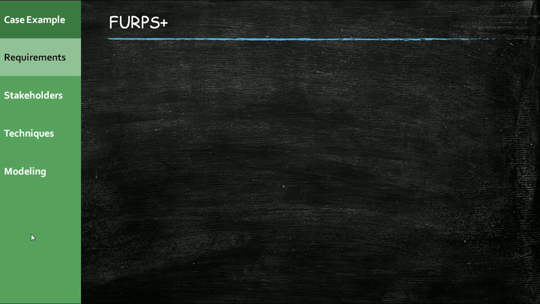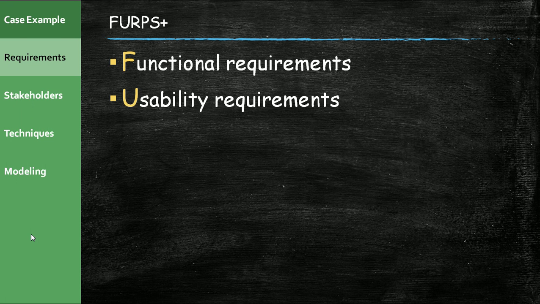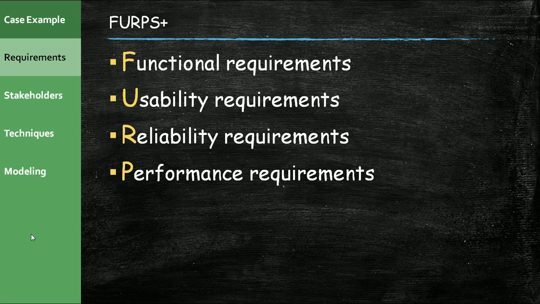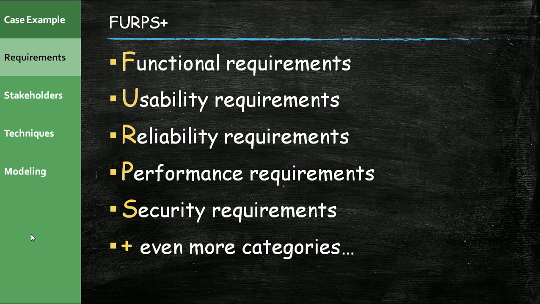So FURPS is an acronym, which is an industry standard. It stands for functional requirements, usability requirements, reliability, performance, security, and other categories, which you can expand on. So these 5 are the basics, the FURPS. If you remember FURPS, you're always going to focus on the functional requirements, and then you've got usability requirements, reliability, performance, and security.